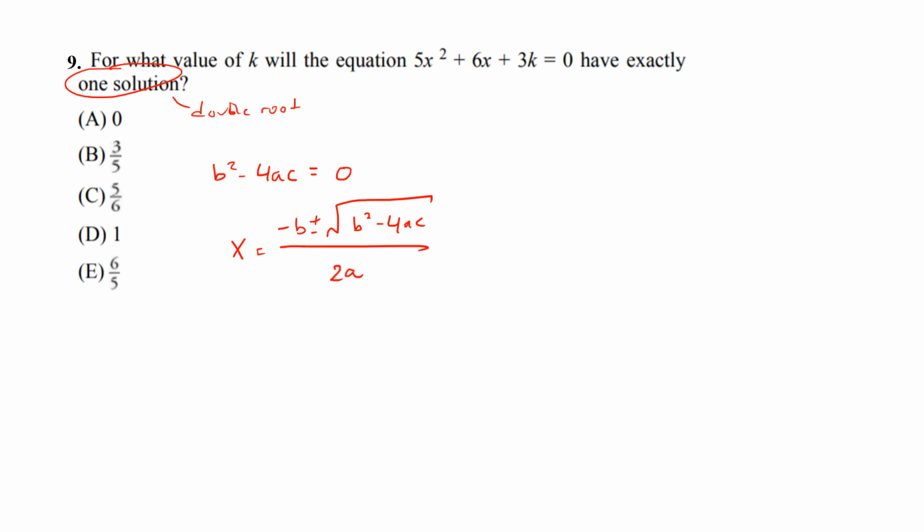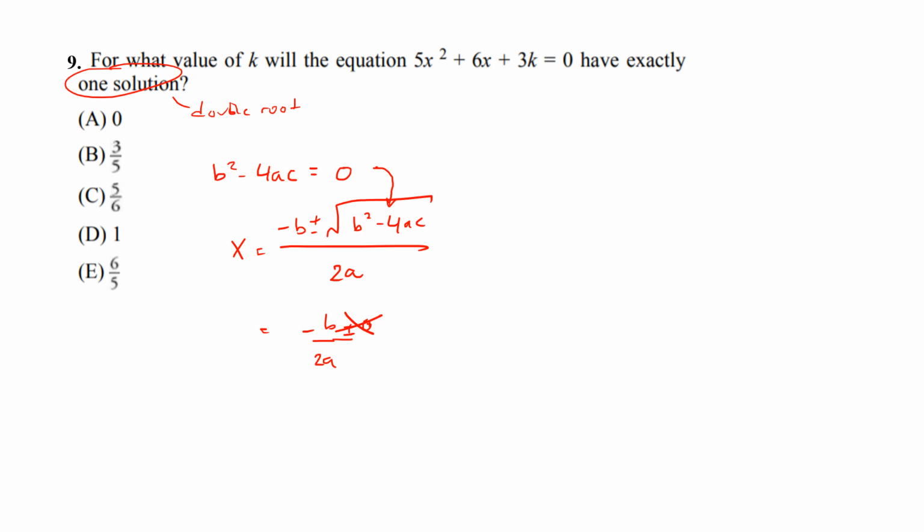Having that inside the square root, again, that's called a discriminant. Having everything in here be 0 will leave us with a root of negative b over 2a, right? Because negative b plus or minus 0 is the same thing as just negative b. There's no influence of that plus or minus 0.